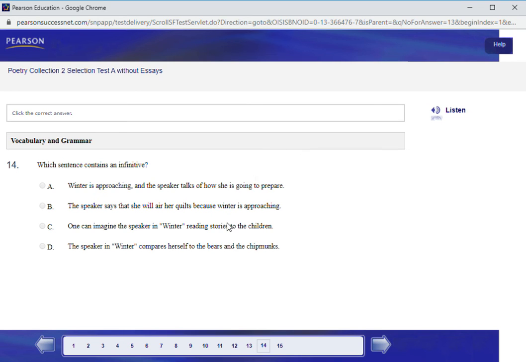And "to the children" right here. So which one has a verb? This one does. Prepare. That's something you can do. So A is our infinitive.